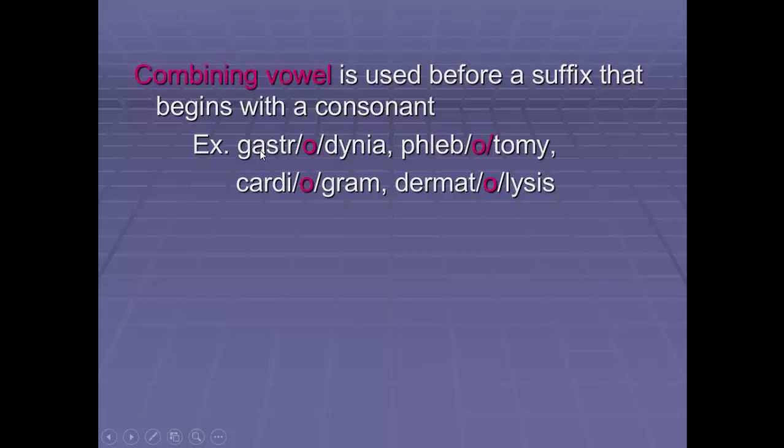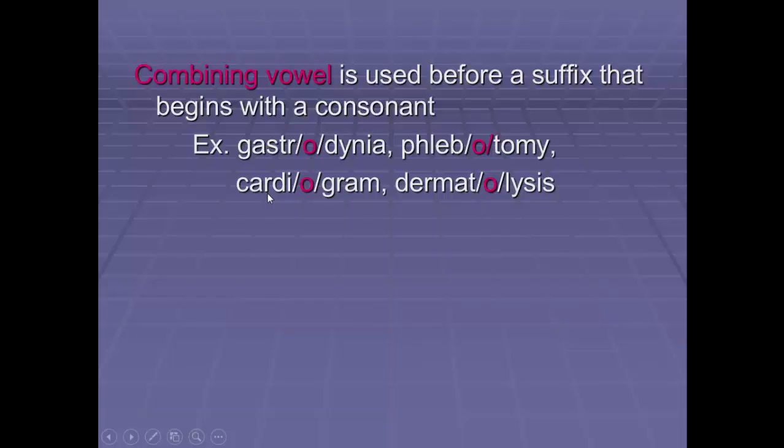So in this term, gastrodynia, dynia is a suffix, and the suffix starts with a consonant, so we will put a combining vowel, the O, before that to link the word root to the suffix. Same for the term phlebotomy. Tomy is the suffix. It starts with a consonant, which is T, and we add a combining vowel to link that to the word root phleb.